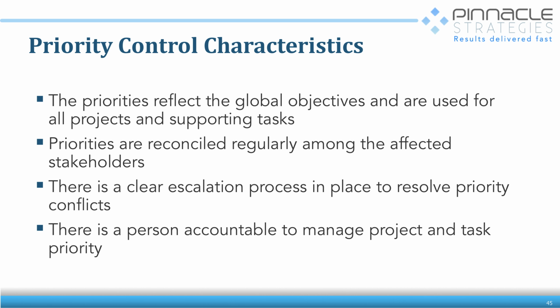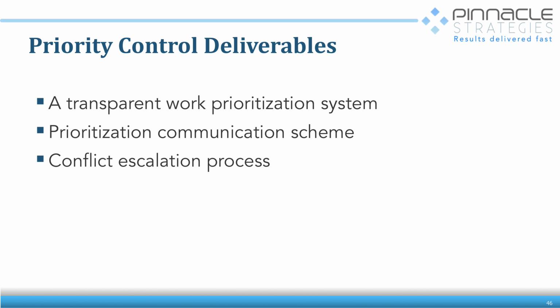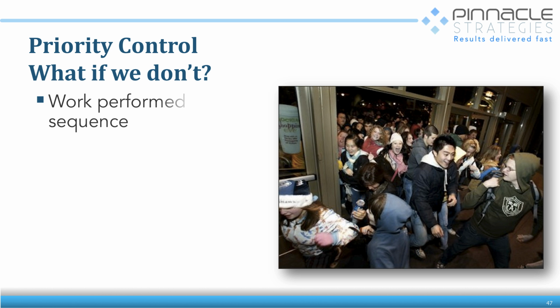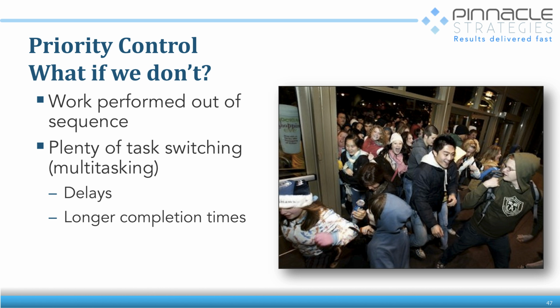And in fact, that goes for everything that we talked about here. There is a person that is going to be responsible. So what you get as deliverables is a system, you get a communication scheme, and you get a conflict resolution process. Now, if you don't do it, then you're going to get the same kind of chaos that you've got now. You get work that's done out of sequence, plenty of task switching, which results in delays and longer completion times, and of course, the bad effect on productivity.